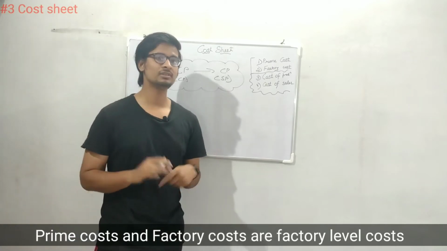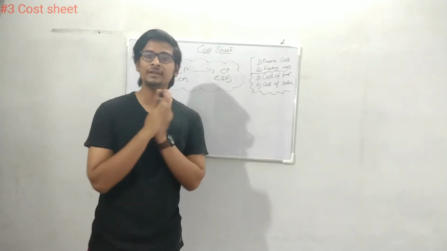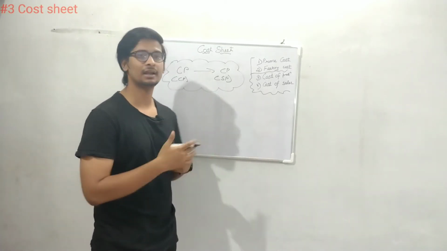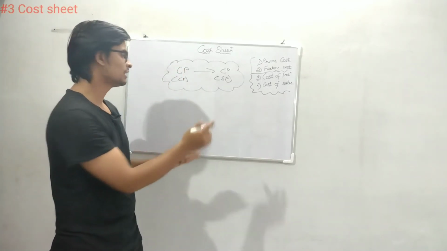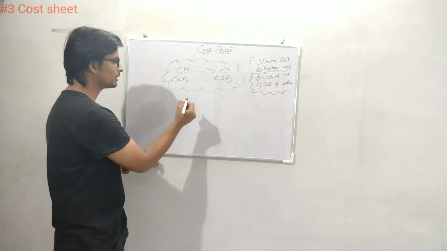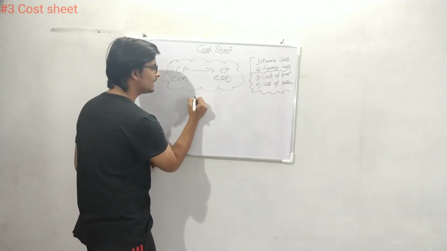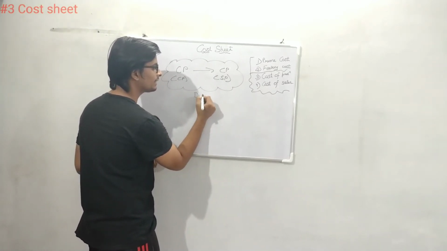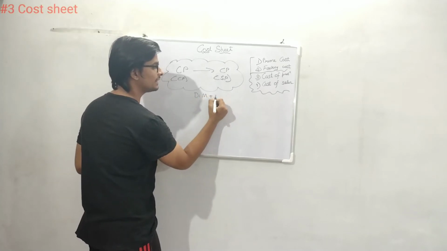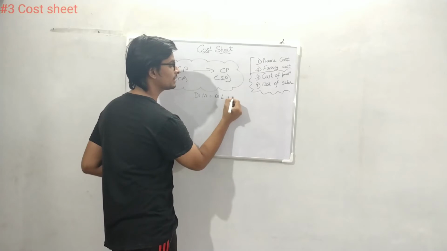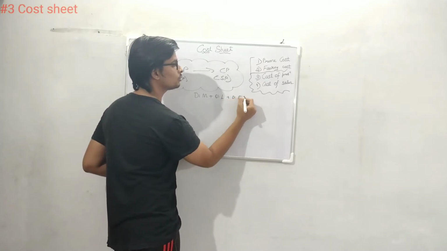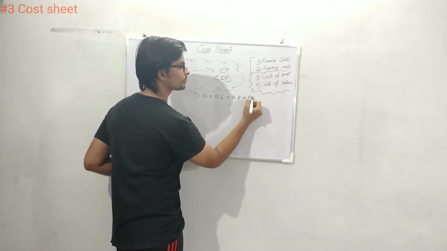In the previous video we learned three types of cost. There are direct and indirect also of it. So what is prime cost? Prime cost is direct material plus direct labor plus direct expense.